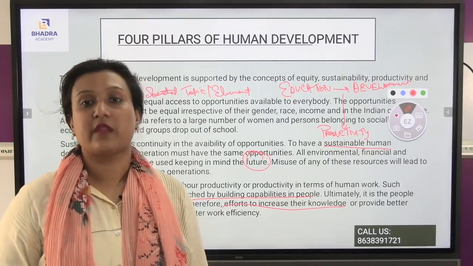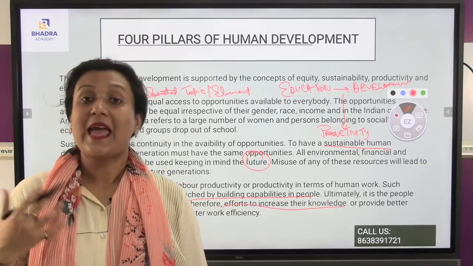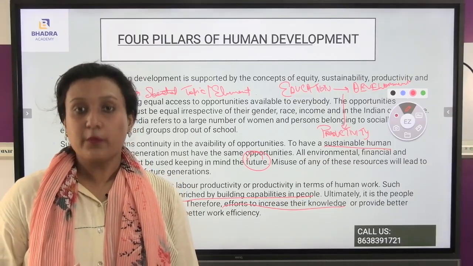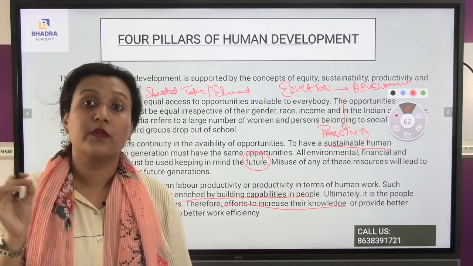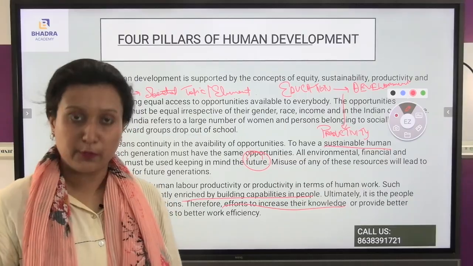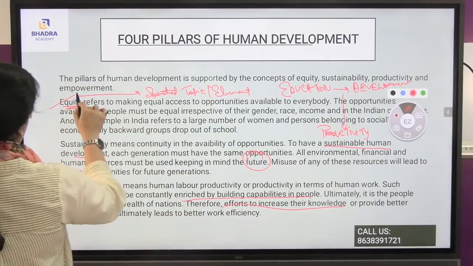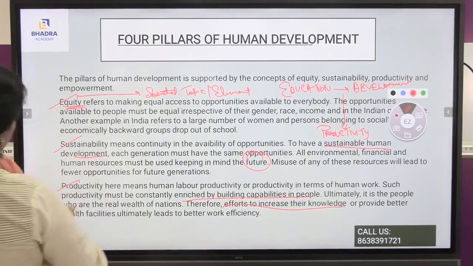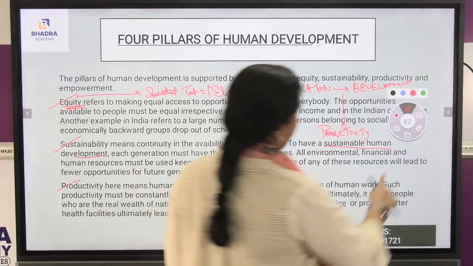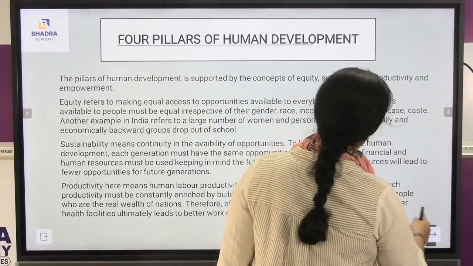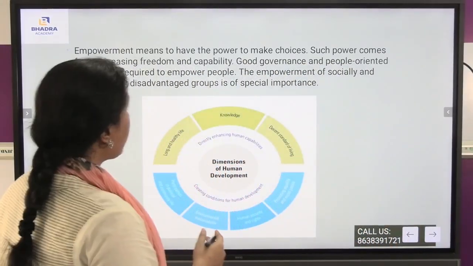You see, first comes the health, then comes the education, and then comes the human labor productivity. Health is considered the most important part of human labor productivity. I hope you have understood. Here we have understood about equity, sustainability and productivity. Last comes empowerment. Now, we will be understanding about empowerment.